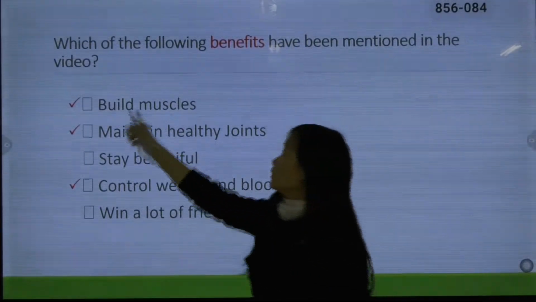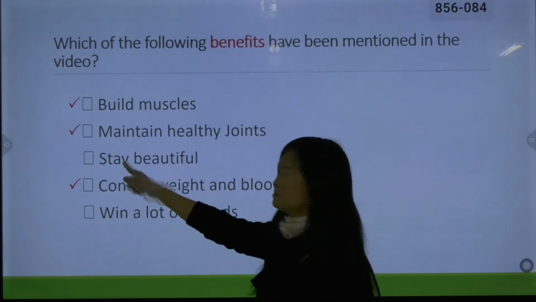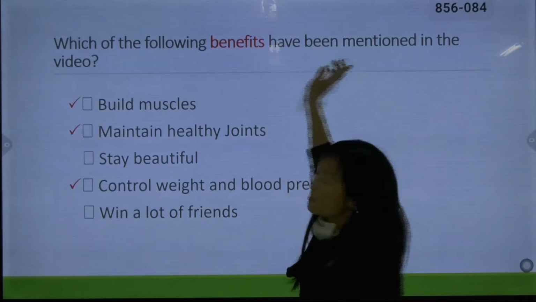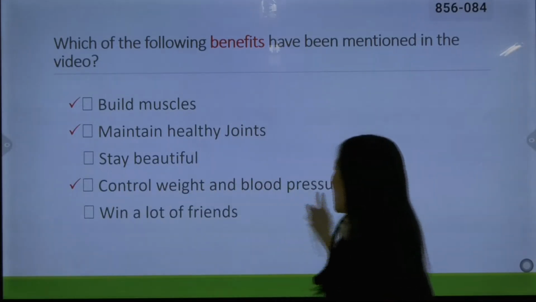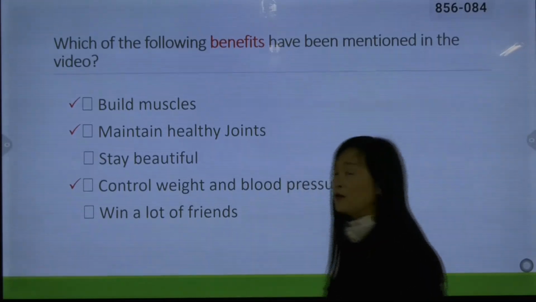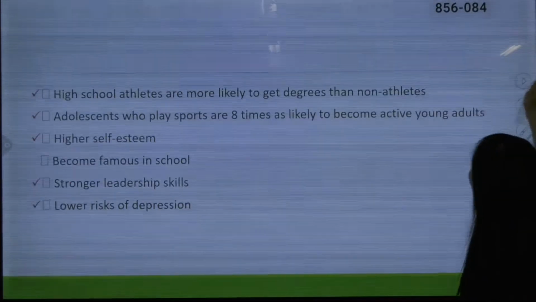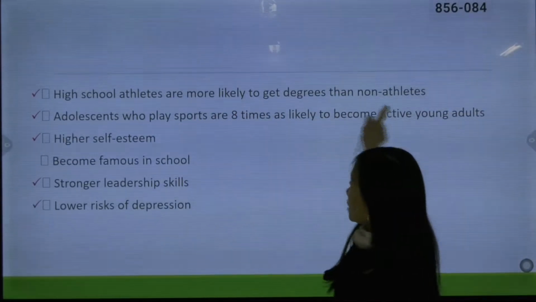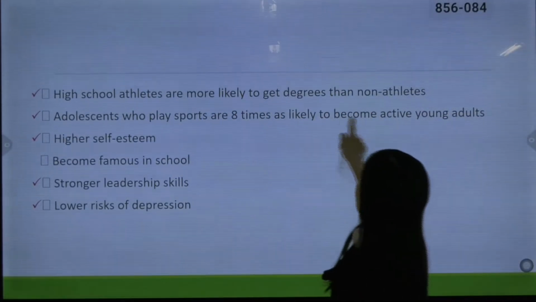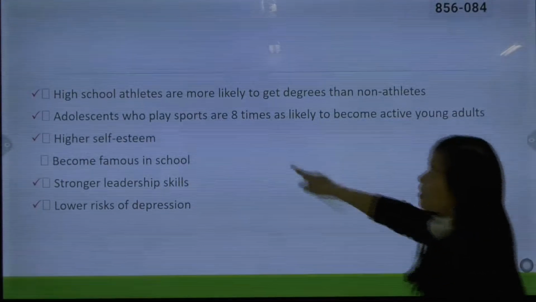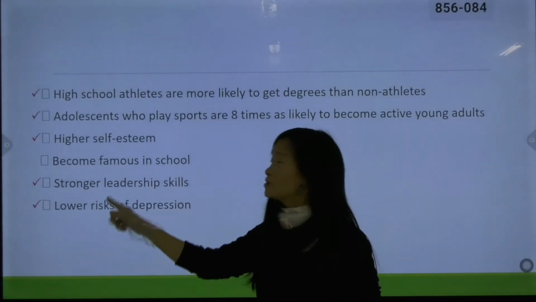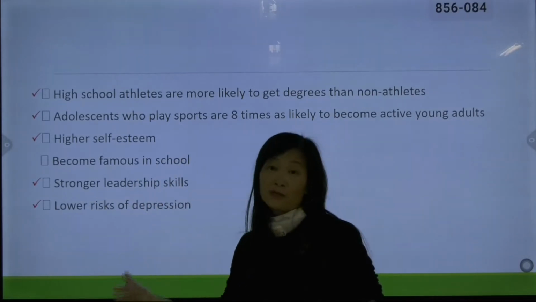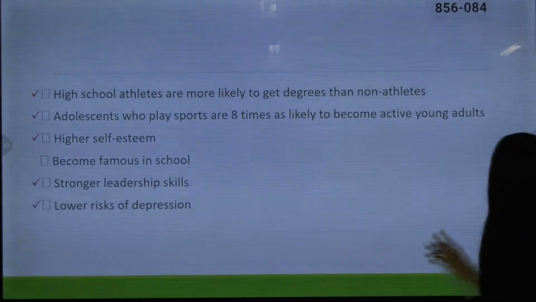Very quickly: build muscles, maintain healthy joints. You can stay beautiful, but this is not mentioned in the video. And control weight and blood pressure. Win a lot of friends, again not mentioned. And yes, a better chance to get a degree, and 8 times as likely to become active young adults, higher self-esteem. Become famous in school, not mentioned. Stronger leadership skills and lower risk of depression. I hope you get some of that.